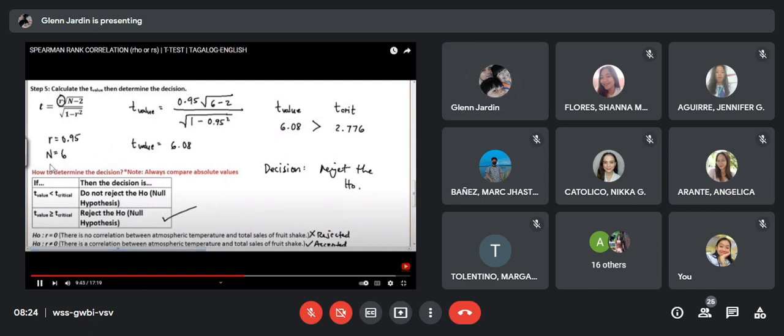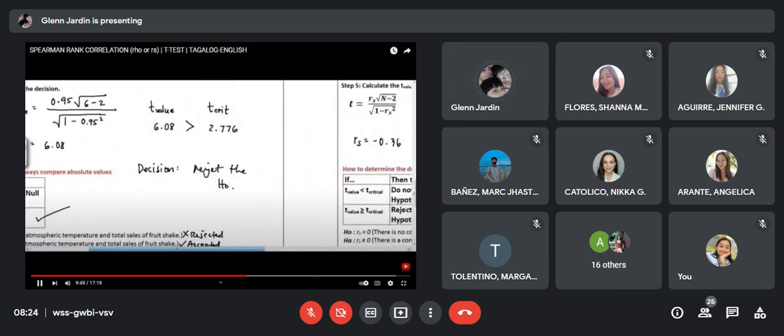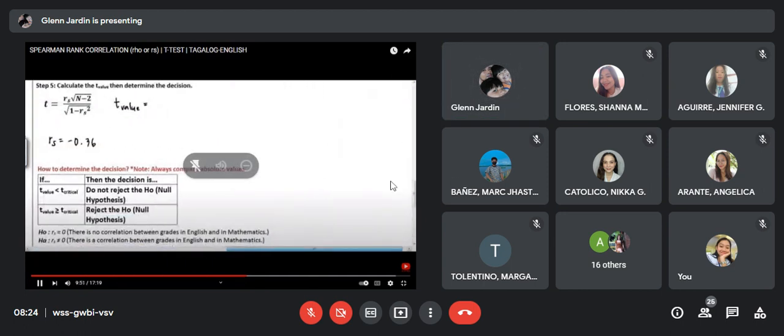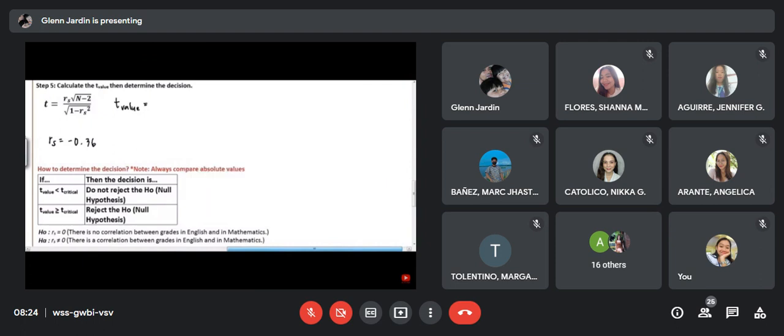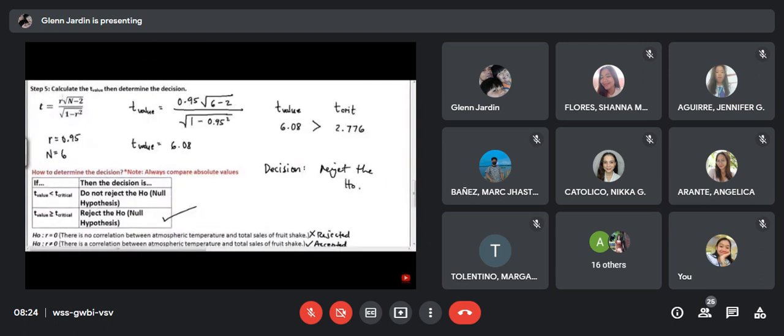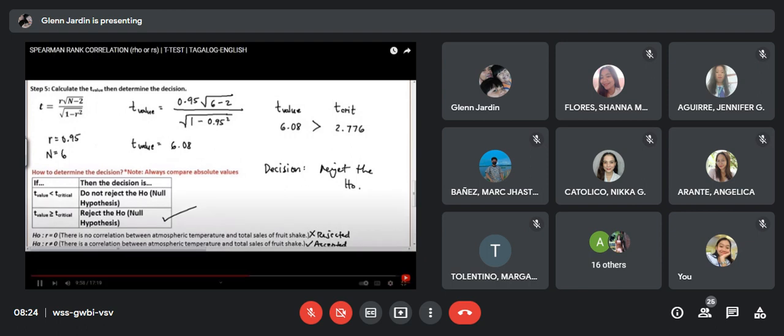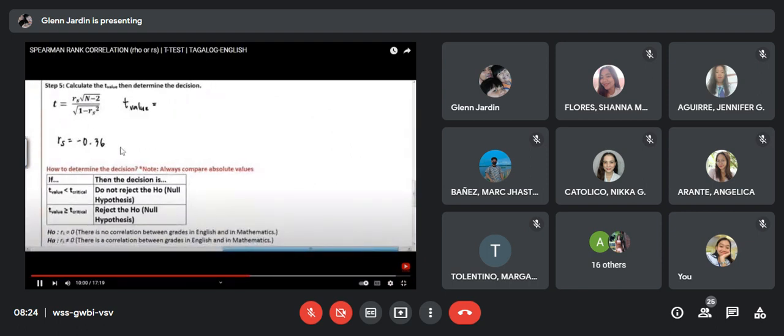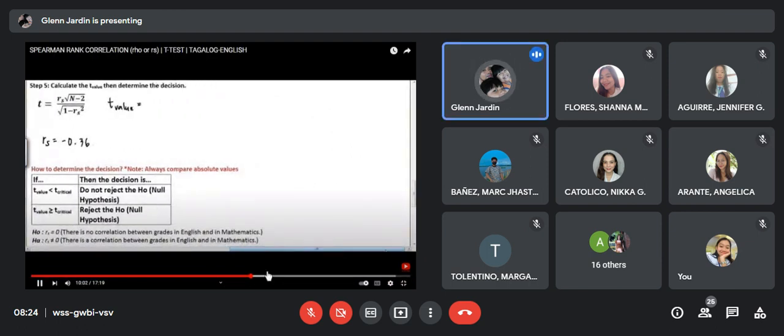Pearson, ayan oh. Ito oh, r. Pinalitan lang yung r na yan, guys. Ginawa lang siyang r sub s. Kanina, r, nasa dulo-dulo. Tapos n minus 2, tsaka 1 minus. Pareho lang yan, guys. Iba lang siya ng value na gagamitin.